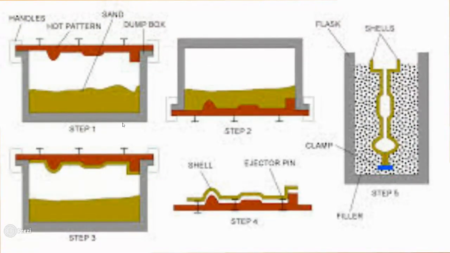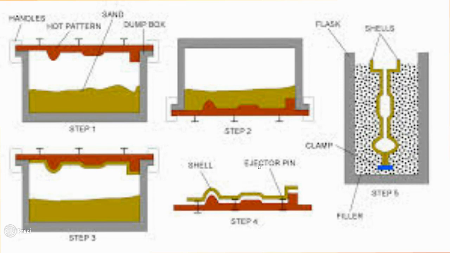You have your big, it's called a dump box, okay? You have your sand at the bottom. Now here's your metal pattern right here. You invert the dump box, turn it upside down, and then all that sand falls on the heated metal pattern. Because the metal pattern is heated, it starts to solidify the sand in a small layer right here. You turn the dump box over again, and then you still have that layer of sand, that shell.